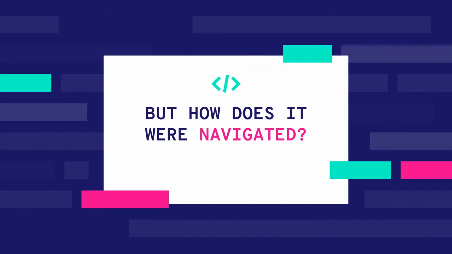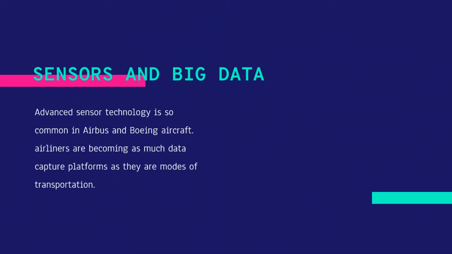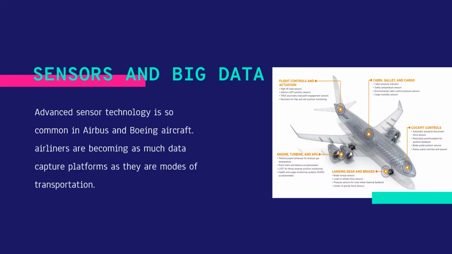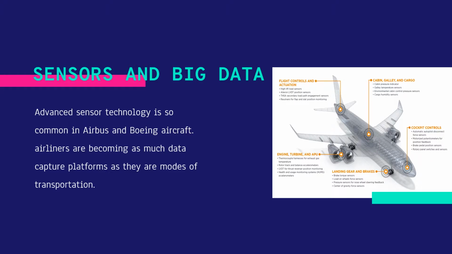But the big question is, how is the big flying metal navigated? To answer that question, we need to look at what has been made by the engineers. Advanced sensor technology is so common in Airbus and Boeing aircraft that, from an engineering perspective, airliners are becoming as much data capture platforms as they are modes of transportation. Sensors are found across wings, in engines, and in passenger and cargo compartments. Practically every square centimeter of an aircraft is brimming with sensors that monitor everything.